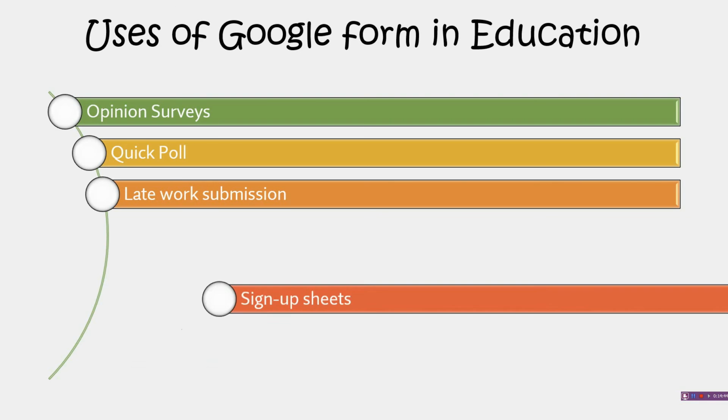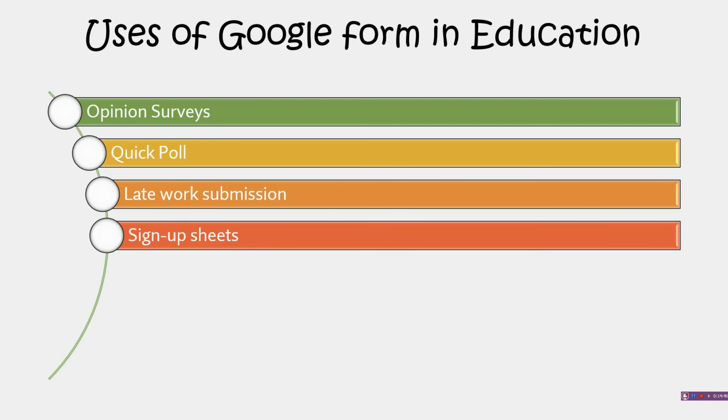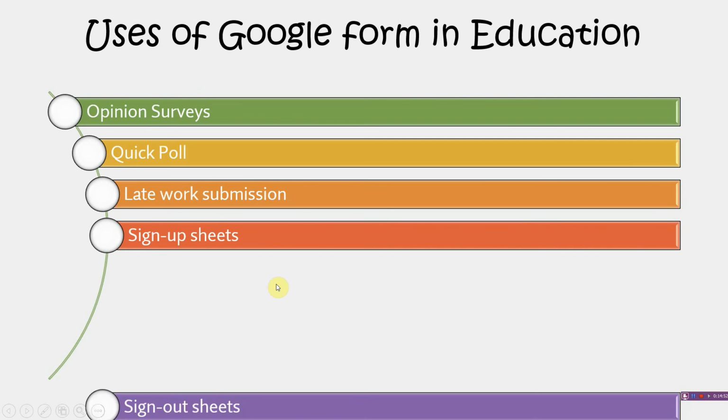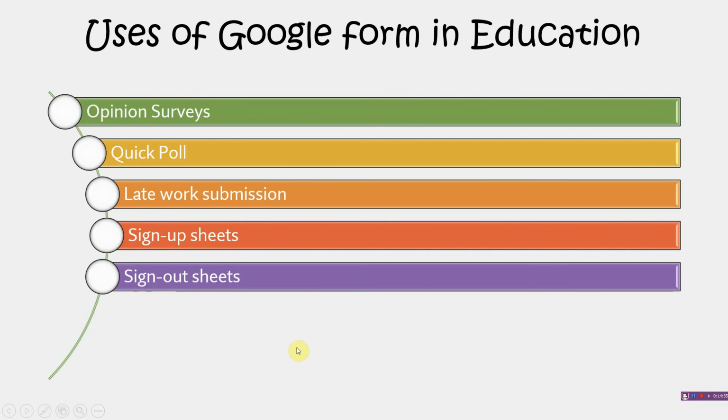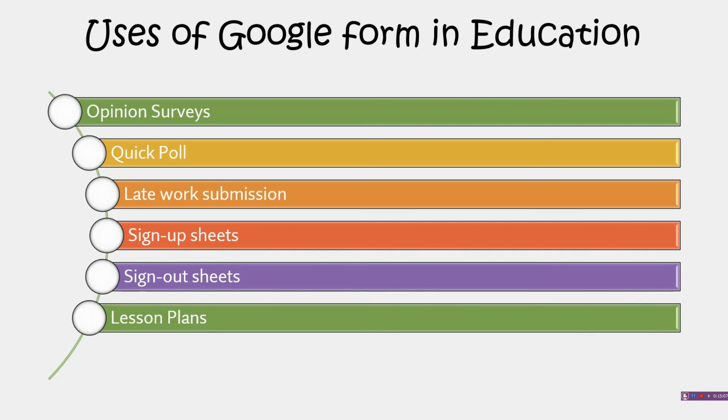Okay. Now next comes sign up sheets. Need students or parents to sign up to bring something to class. This is what sign up sheets means. Next, sign out sheets. Ditch the sign out sheet when students leave and return from the room, or when they check equipment in and out. Use a Google form instead. That is sign out sheets. Then lesson plans.